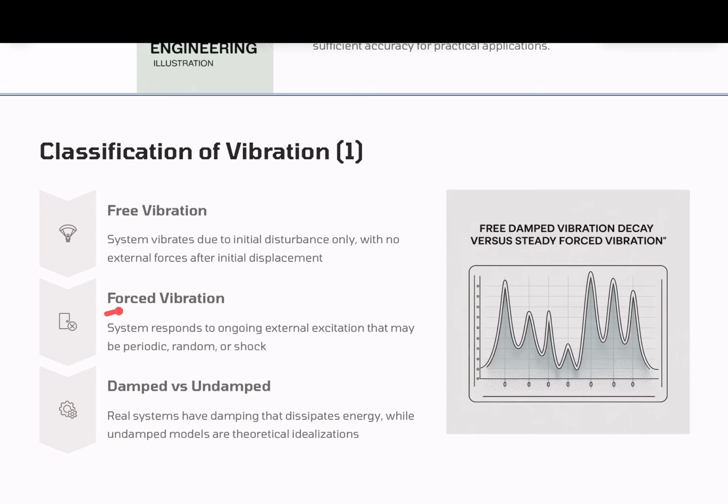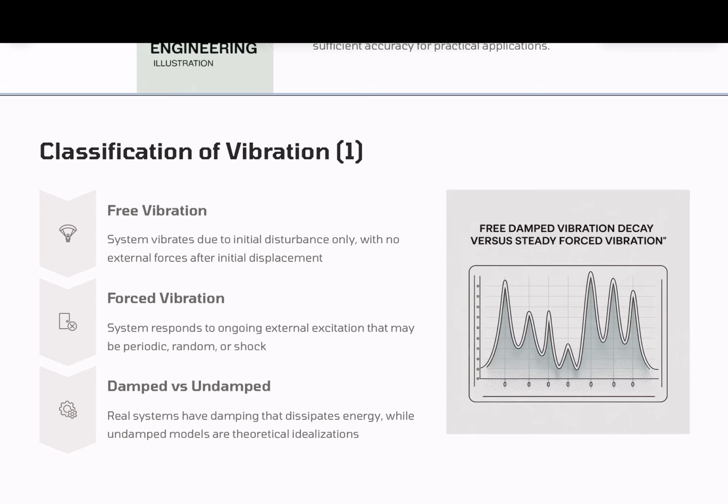Okay, forced vibration. The system responds to external excitation that may be periodic, random, or shock. Like a rotating machine that applies a repeating force, or random, like wind, and even shock, like an earthquake. In forced vibration, the system keeps responding as long as the external force is applied. That's forced vibration.